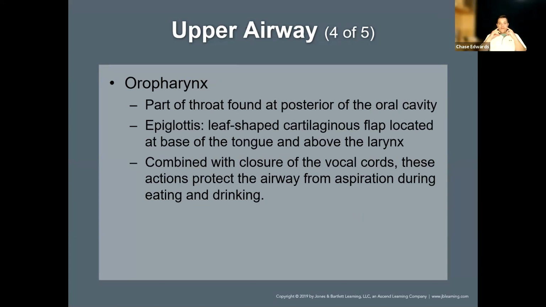The oropharynx is a part of the throat found at the posterior, all the way back there, of the oral cavity. The epiglottis is a leaf-shaped, cartilage-type flap located at the base of the tongue and above the larynx. Sometimes if you have a floppy epiglottis, it's hard to lift it up when you're trying to intubate, and hard to move in there.